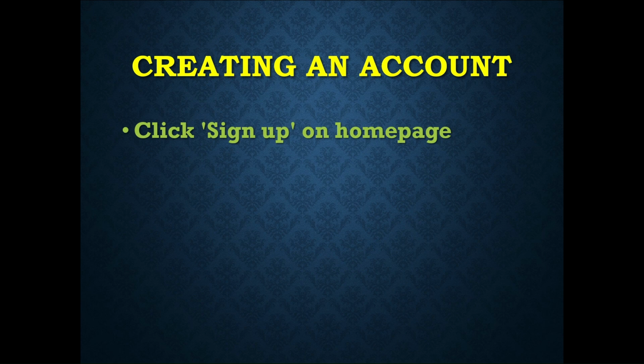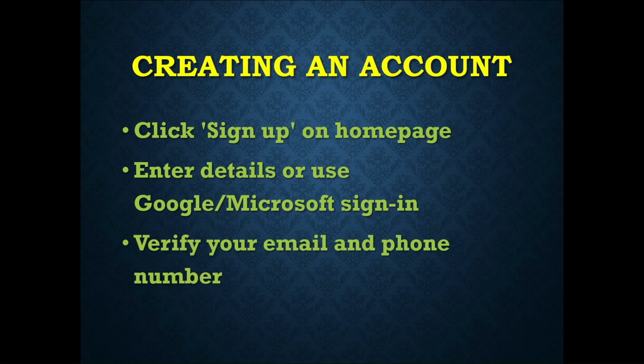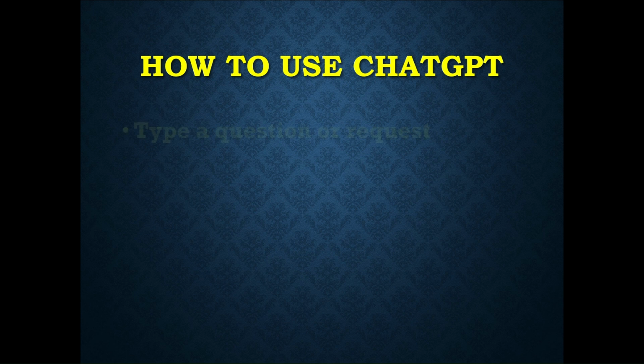When you open the ChatGPT URL, you will see the sign up page and the home page. Click on the sign up button, then enter the details or use your Google account or Microsoft account to sign in. It will ask for your email ID and phone number, then you can give the email and password. It will log in directly. Once sign up is done, you can log in and access ChatGPT. How to use ChatGPT? You can type a question or you can type a request.